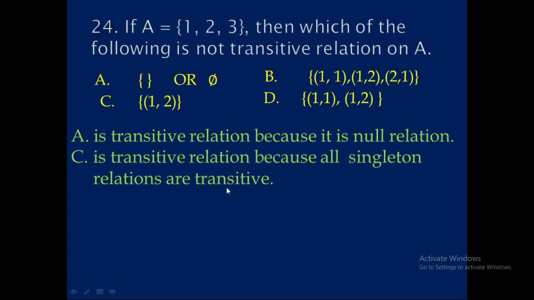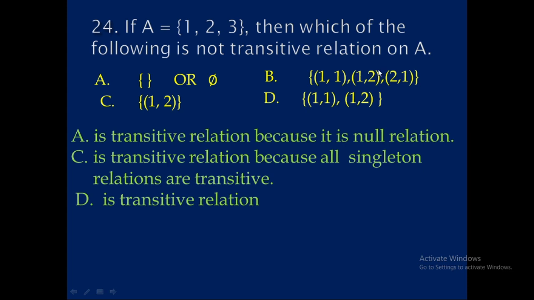And option D is also clear: (1,1) and (1,2). This one is the identity (1,1). If (a,b) belongs to the relation and (b,c) belongs to it, then (a,c) must belong too. Sometimes the condition is not satisfied, which means the relation is not transitive, but otherwise it is always transitive. Therefore, D is also a transitive relation. Therefore, option B is not a transitive relation.